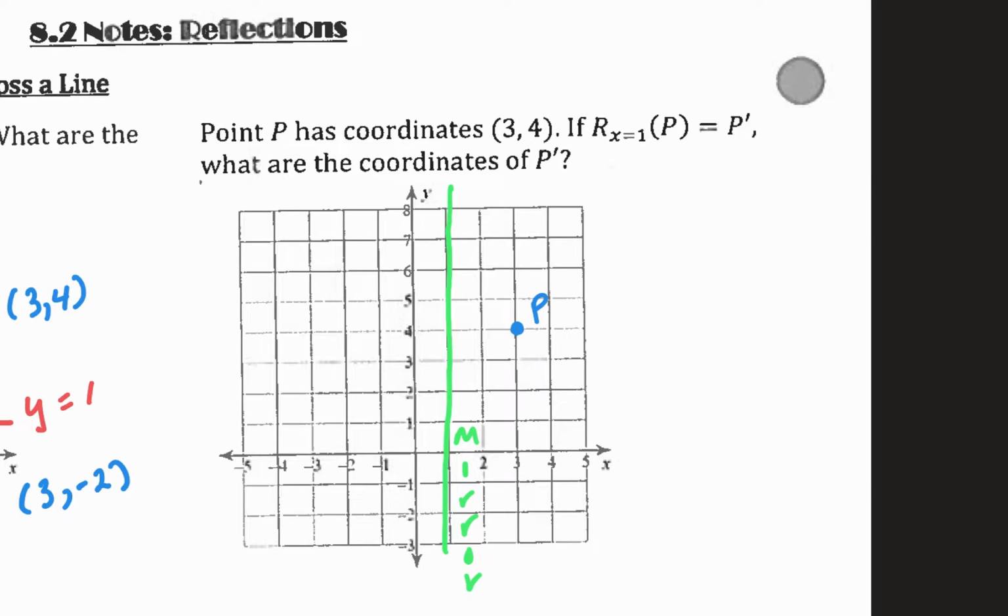So to find P prime, how many units is it away from x equal 1? We have 1, 2, 1, 2. So P prime is at -1, 4, and P is at, we said 3, 4, right?